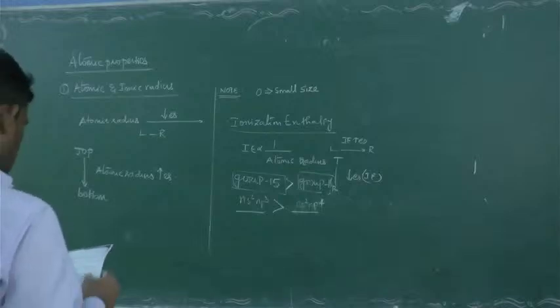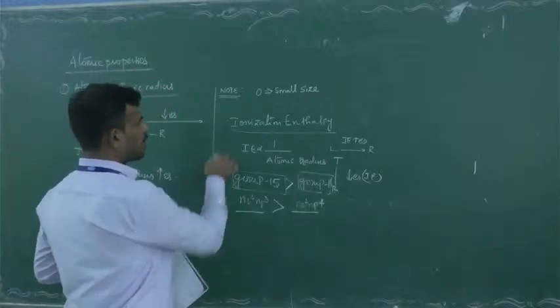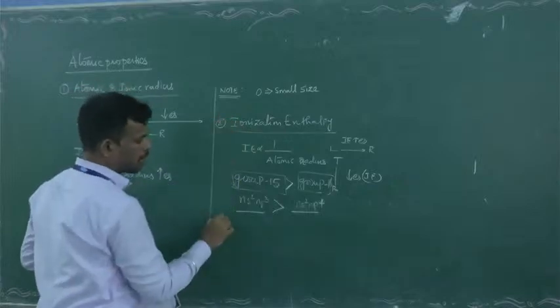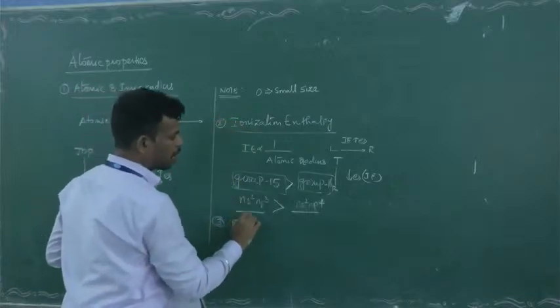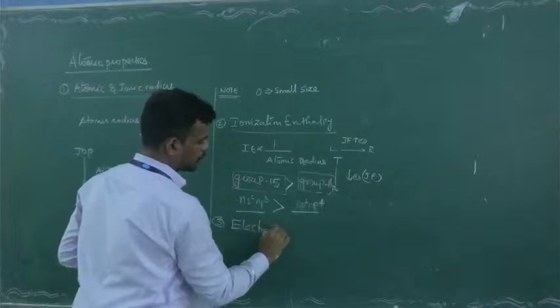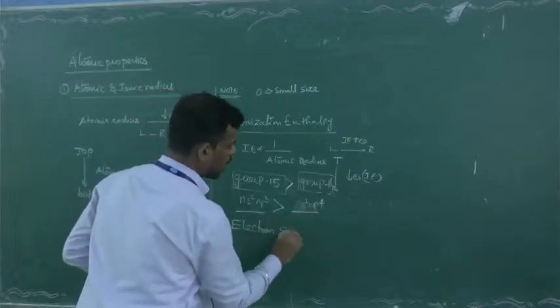Next, the important property is the next one: electron gain enthalpy. That is the most important thing. Electron gain enthalpy.